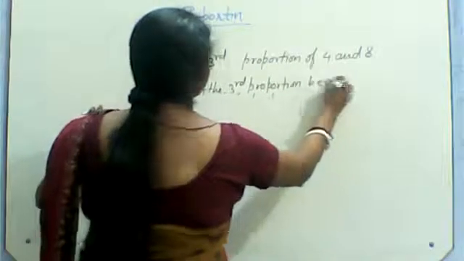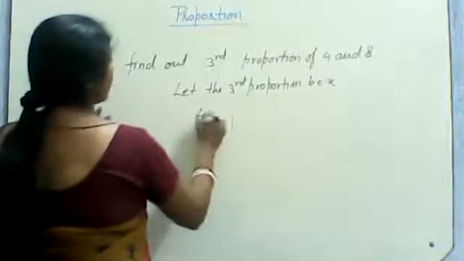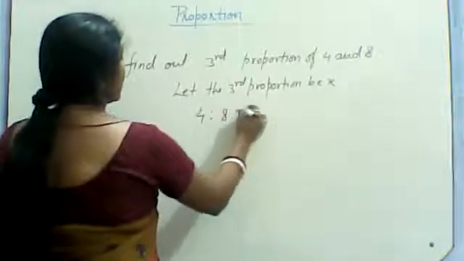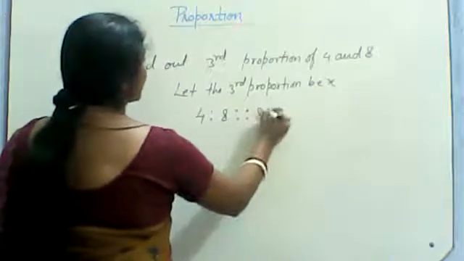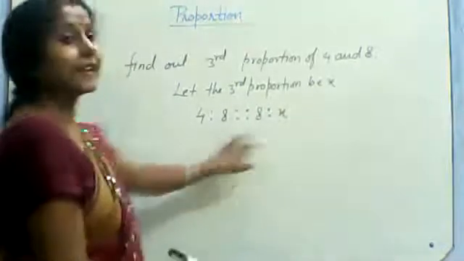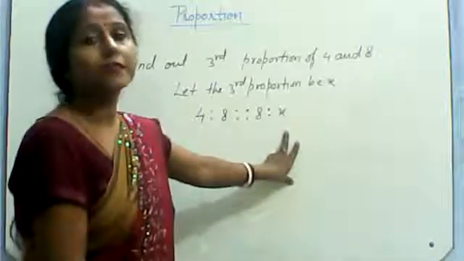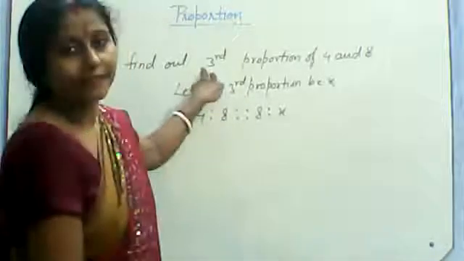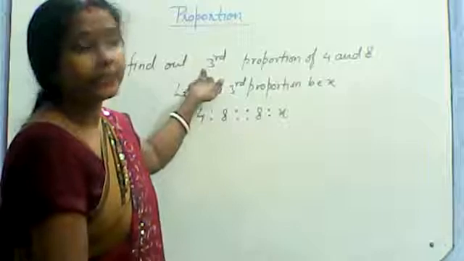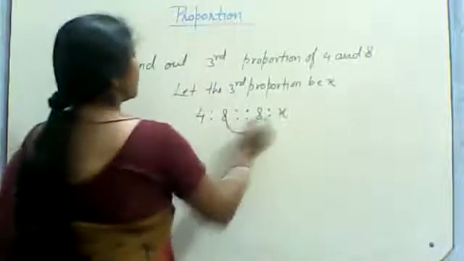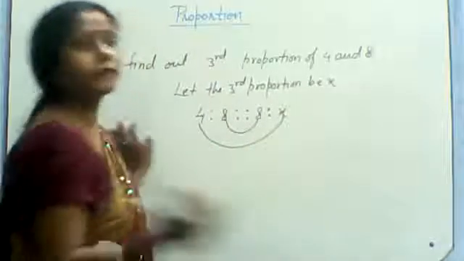Let the third proportion be x. So how will we write it? 4 ratio 8 proportion to 8 ratio x. This 8 will be the mean proportion and this x will be the third proportion, which it is asking. Okay students? Now same formula: product of means equals product of extremes.